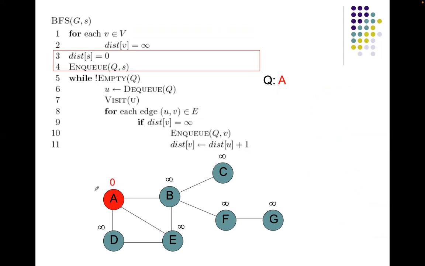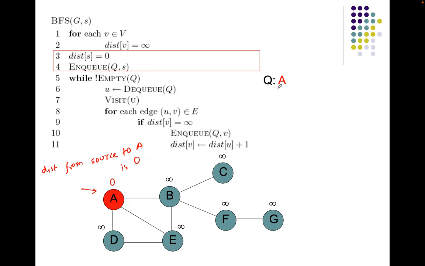So what does that mean? That means the dist from source to A is 0. The distance from the source node to A is 0, because A is itself the source node. Here also we're going to use the data structure queue.